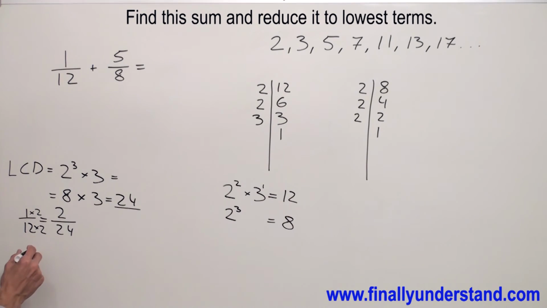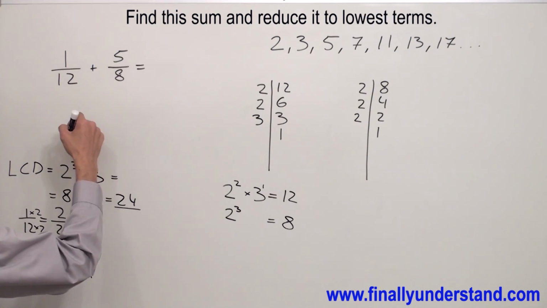Let's check the second fraction. I have 5 over 8. We said the common denominator is 24. By what number do I have to multiply 8 to get 24? I have to multiply by 3. If I multiply the denominator by 3, I also have to multiply the numerator by 3. 5 times 3 gives me 15. I found the equivalent fractions to my equation.